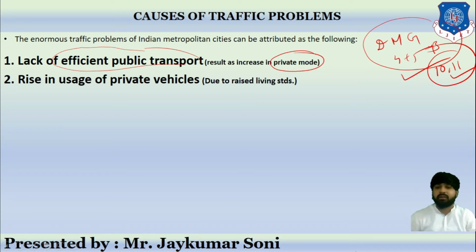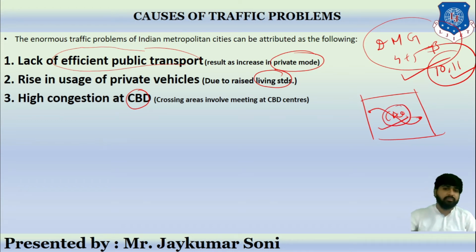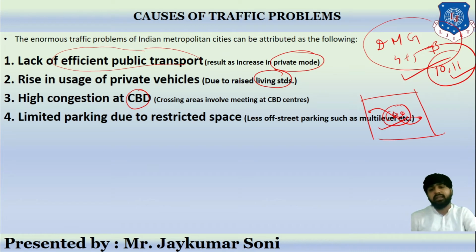Second is the rise in usage of private vehicles. Due to rising living standards, people feel that adopting a car or going in a personal vehicle shows a higher standard of living, but it is not like that. Third is high congestion at the CBD, because if a person is crossing from this area to this area, and this is the CBD, then he or she will have to cross from this place, and this will create congestion at this CBD. Fourth is about the limited parking due to restricted space.